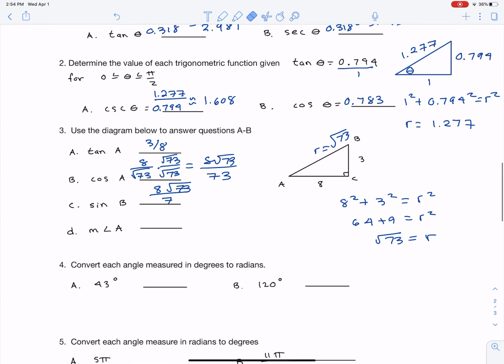Okay, continuing. We're going to find the measure of angle A. So in order to find the measure of angle A, I need to set up one of my trig functions, or I'm going to set up an equation. I'm going to say the tangent of angle A equals, well, that's opposite divided by adjacent. So then we can take the arctangent of both sides. Arctangent of both sides. And that's going to be equal to the measure of angle A.